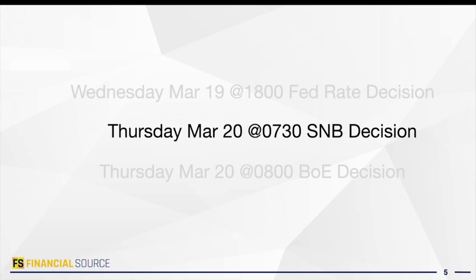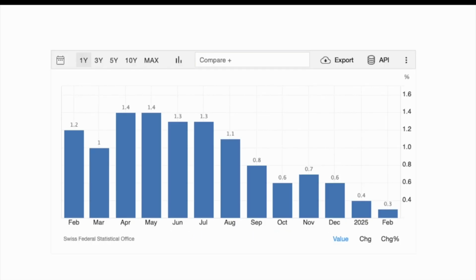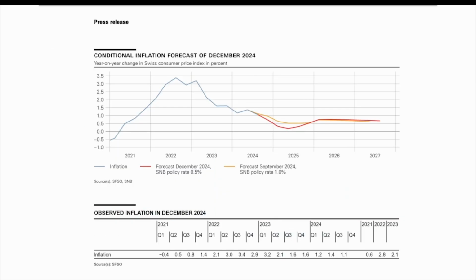Then we have the SNB decision. Now, looking at the inflation forecast from the SNB, you can see that they're expecting 0.2, and for the first quarter, that red line there, they're expecting about 0.2, 0.3. You can see that the last Swiss inflation print came in at 0.3. So inflation is pretty much where the SNB expected it to be in December.